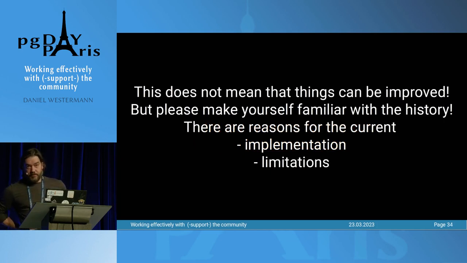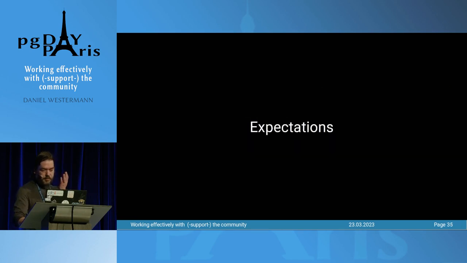So all this does not mean that things cannot be improved. This GitLab and GitHub and mailing list discussion goes back, I don't know how long, and it's still popping up again and again. But if you start it again, you also have to provide ways or prove what you can do better with your proposal. Otherwise, the discussion will just stop again. There are reasons for the implementations. There are also reasons for some limitations of Postgres. And there are expectations, especially from people coming new into the Postgres world.